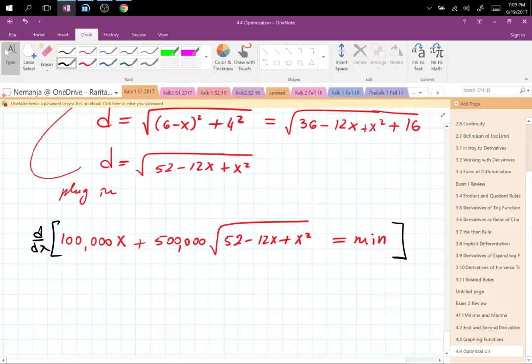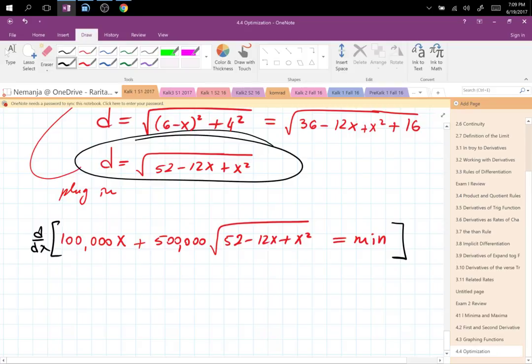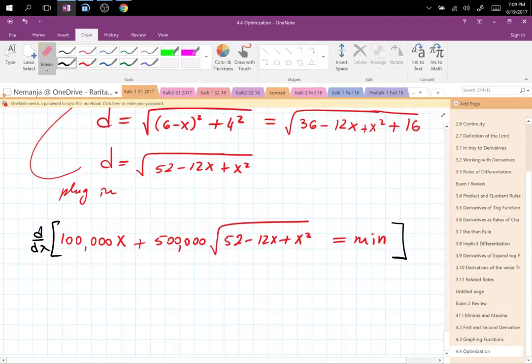From there you calculate x, bring back x here to calculate your d, put your x and d in the minimum equation, and you will show that the values you picked, the x and the d, would give the smallest cost.